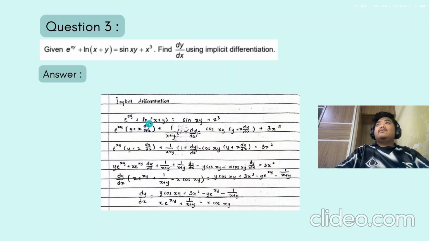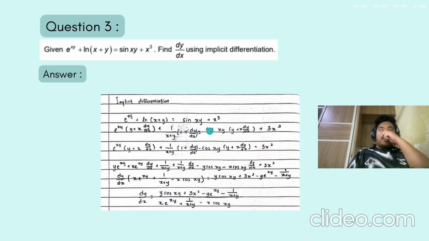After that, we differentiate ln(x + y). Same as before, by differentiating the ln, we get 1 over (x + y), and then in brackets, differentiating y we get the dy/dx, and getting 1 is from differentiating the x.